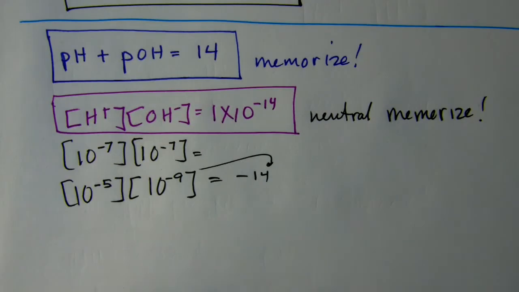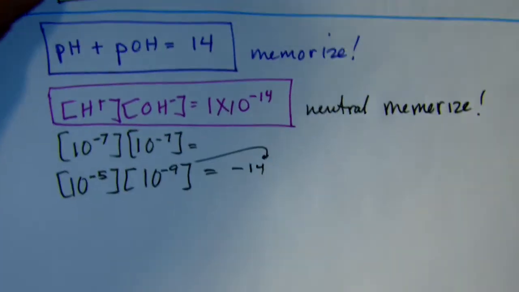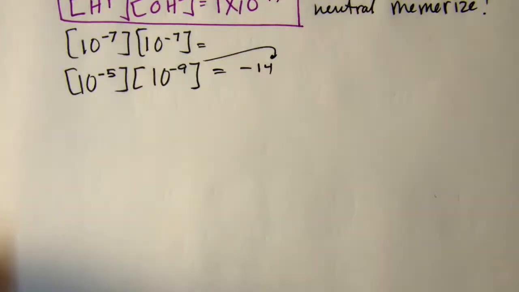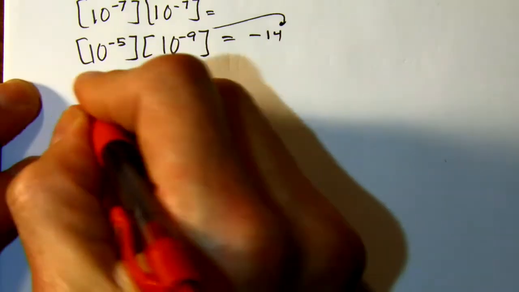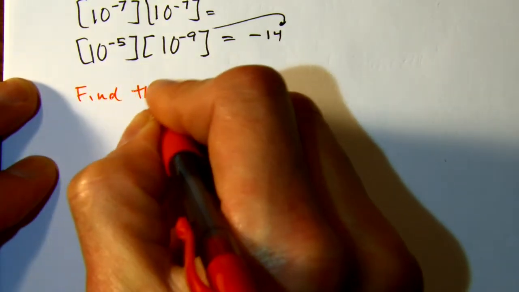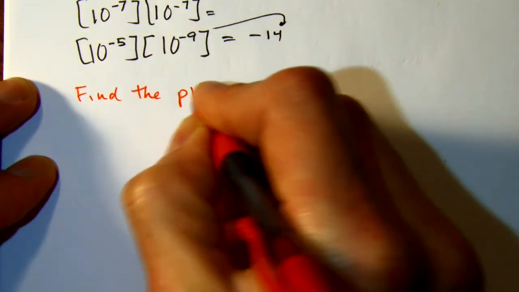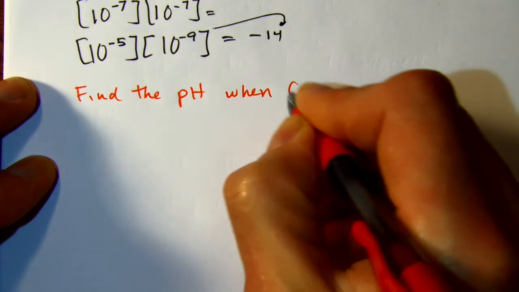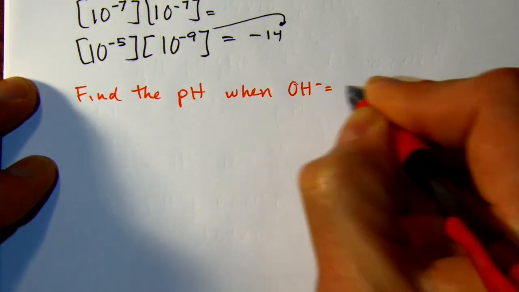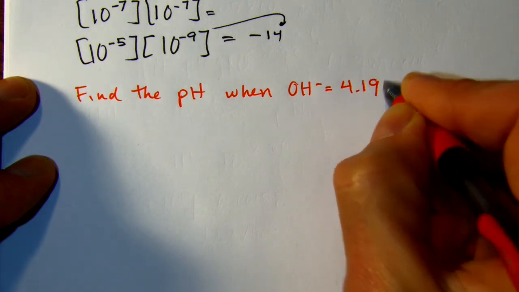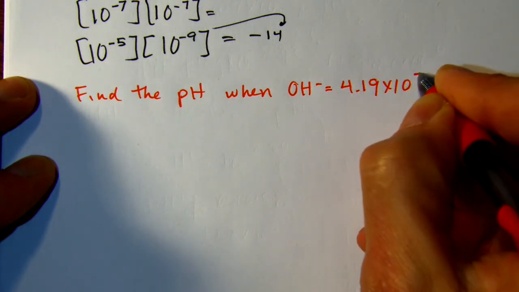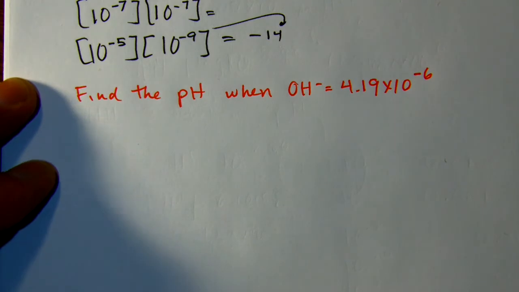Let's do 1 or 2 examples, maybe more. It might seem like a long video, but it is absolutely worth your time. All right, let's see where this goes. Find the pH when OH minus equals 4.19 times 10 to the negative 6. Okay?